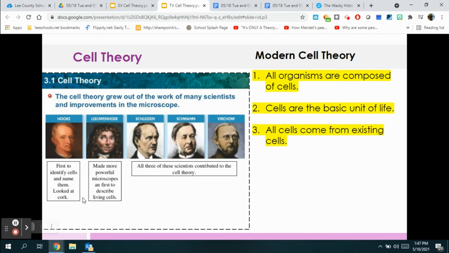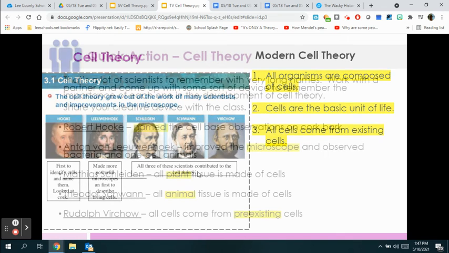You can look at this picture here. It has the five gentlemen and all of the things that they said. First person to identify cells and name them. He was looking at a cork. Leeuwenhoek made more powerful microscopes, and then he was the first to describe living cells. And then Schleiden, Schwann, and Virchow, they contributed to the cell theory.